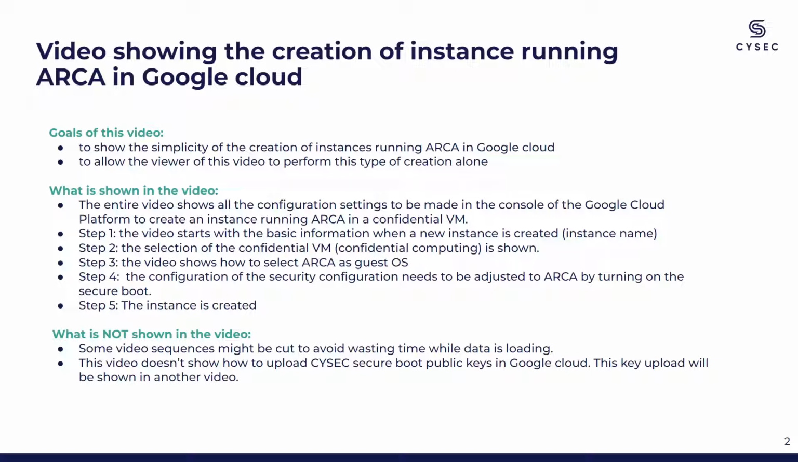The next step is about the configuration of some security settings that need to be adjusted for Arca Trusted OS. In fact, we need to make sure that secure boot is turned on. You need to know that by default, when you select the shielded VM, which is one of the Google settings to protect virtual machines, secure boot is not turned on. And then the last step is simple. You just push the create button and the instance is created.